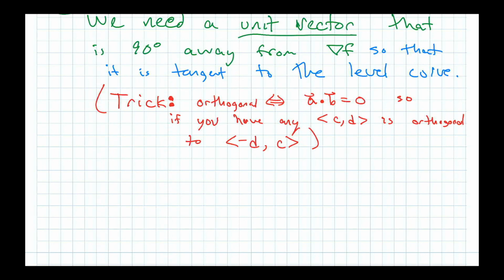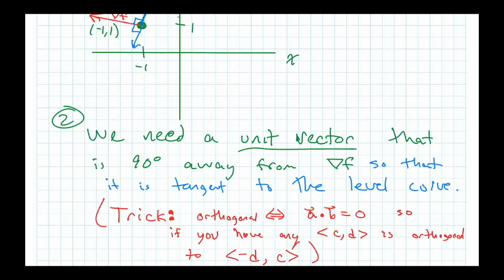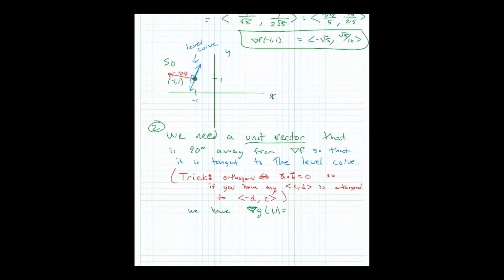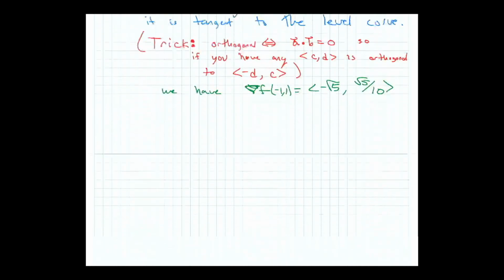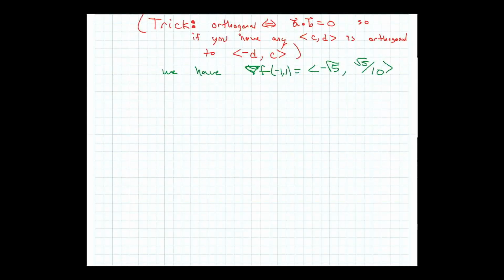So, we have grad g evaluated at -1, is some vector, right? We got that somewhere. Oh, it's called f, not g, sorry. So we have grad f, and it is -√5, comma √5/10. So what is a vector that's 90 degrees away? We can do that, right? Just switch the components and add a negative.